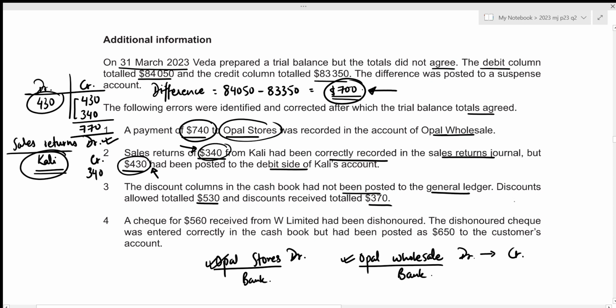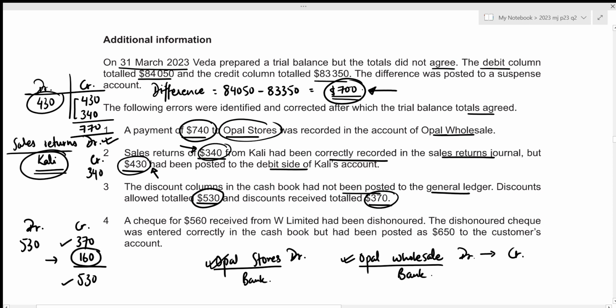So the correct entry for discounts allowed, remember that it is an expense, so we would need to record 530 on the debit side, and discounts received is an income, so we would need to record 370 on the credit side in our journal. Now, we have 530 on the debit side, but in the credit side, we only have 370. And remember that in journal, each of our debit and credit side should be equal. So for our credit side to be 530, the difference here is just 530 minus 370, which is 160.